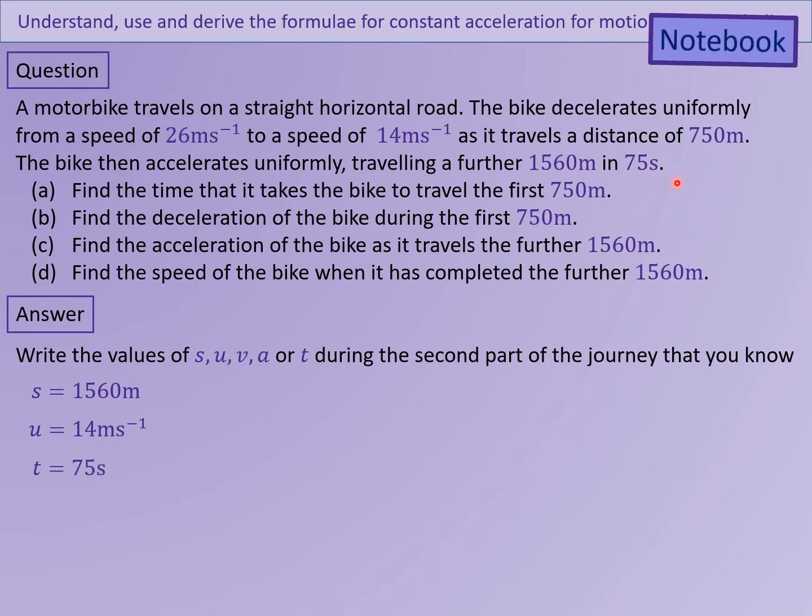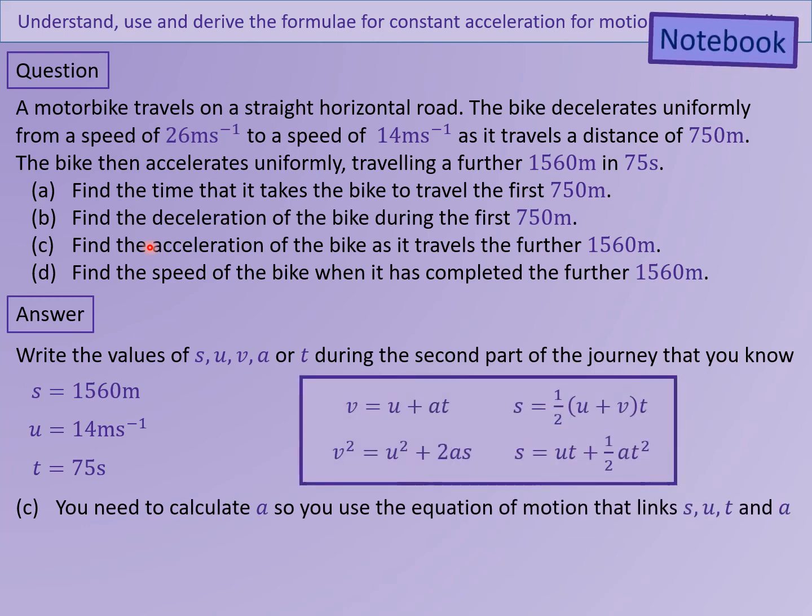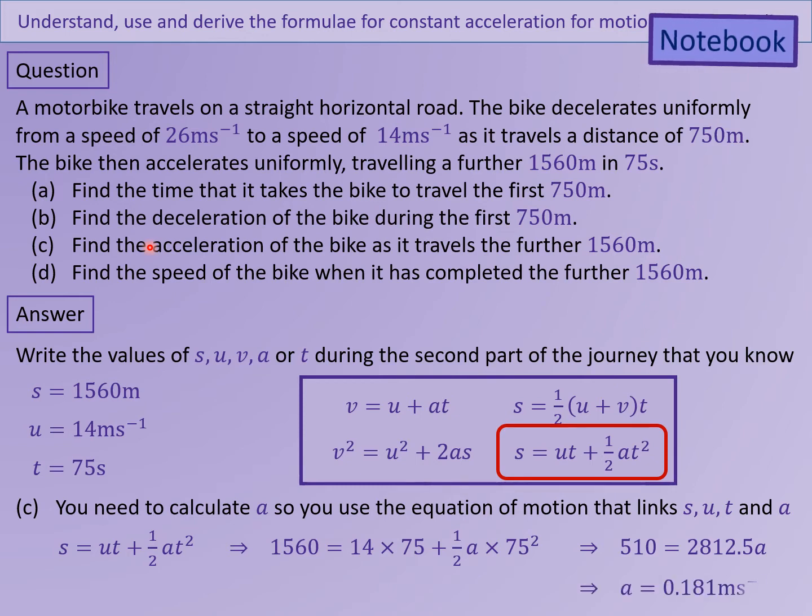We know that this second section takes 75 seconds. We are trying to find A, so we need an equation that links S, U, T and A. So we can select this one here, substituting in the values that we've got and rearranging to get A leads us to an acceleration of 0.181 meters per second squared. Again, it makes sense that we've got a positive acceleration, as we do know that it is accelerating this time, it's speeding up.